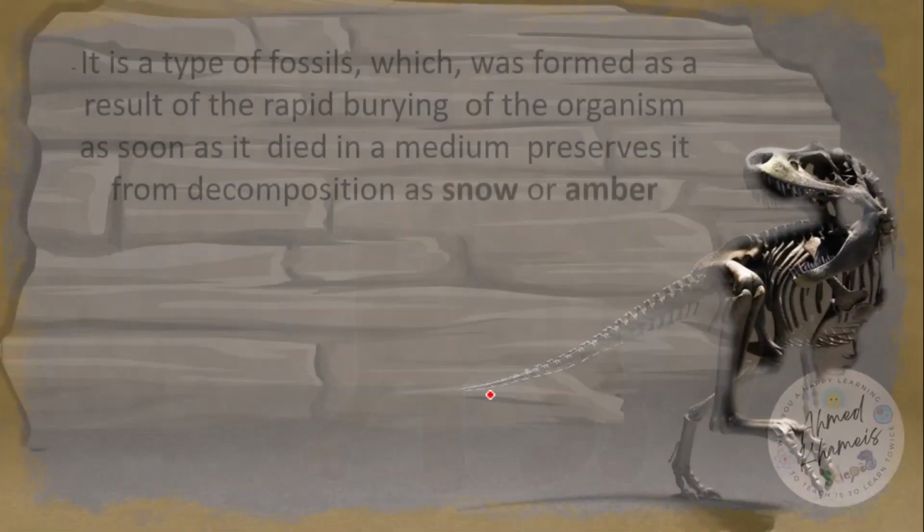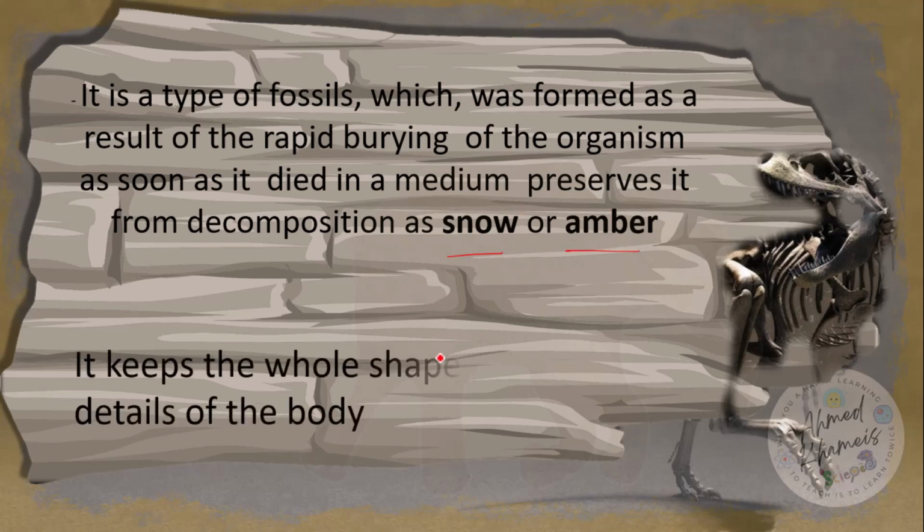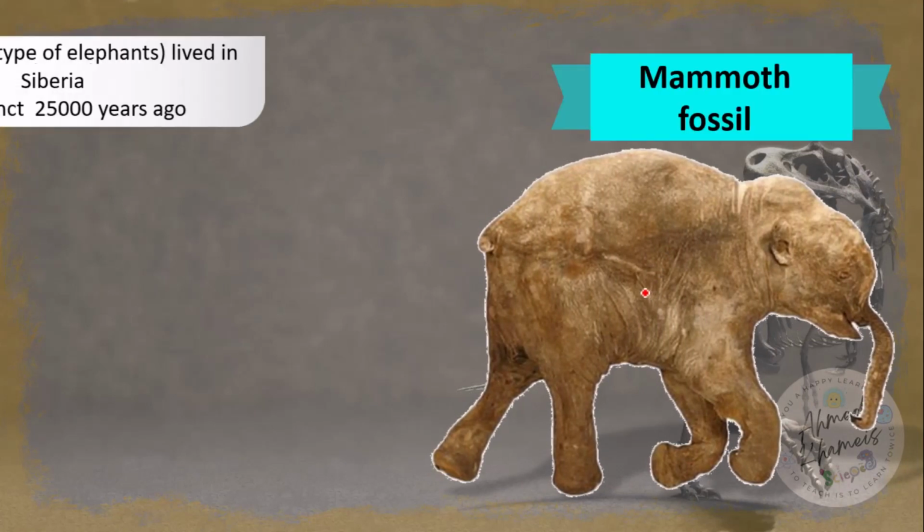So the fossil of complete body is the type of fossil which was formed as a result of the rapid burying of an organism as soon as it died, in a medium that preserves it from decomposition, such as snow and amber. The complete body fossil keeps the whole shape and details of the body. We have two examples, like the mammoth fossils.